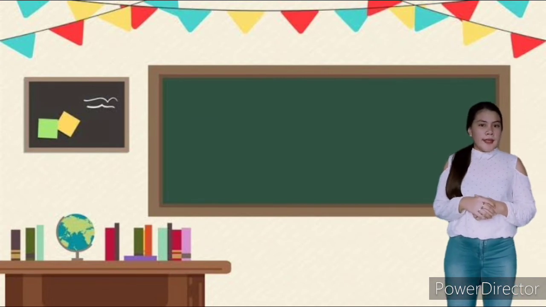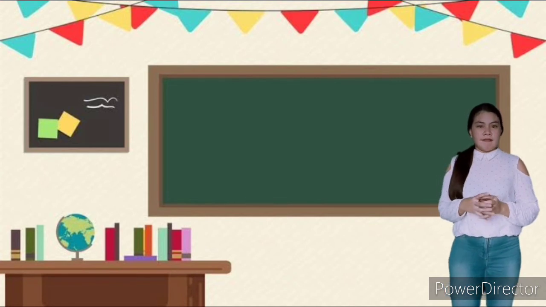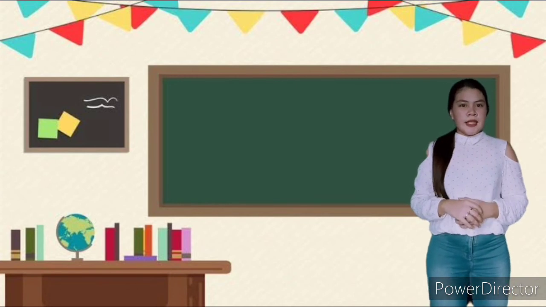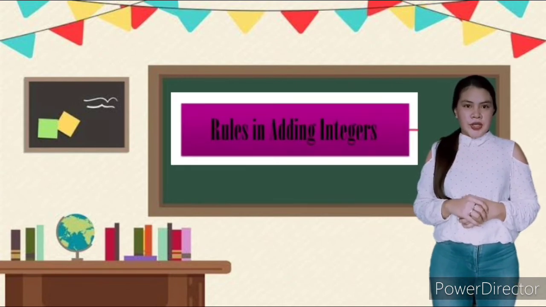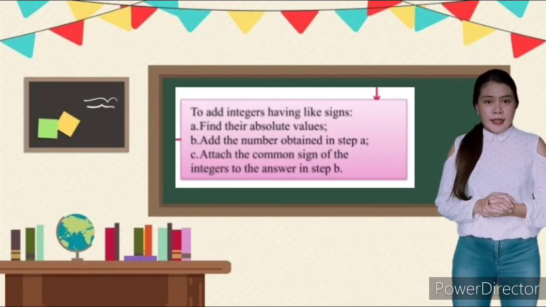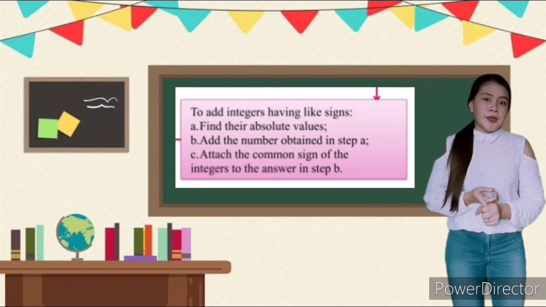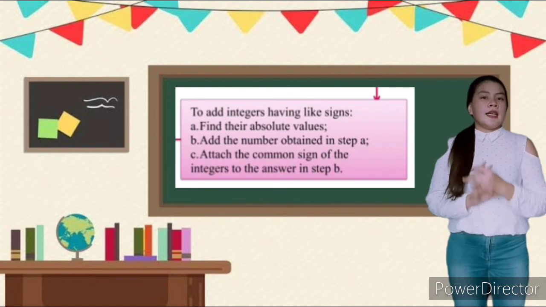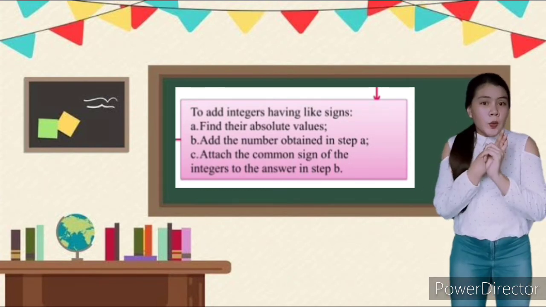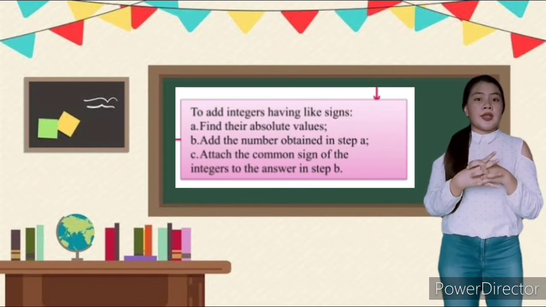So, did everyone understand now what is movement? Okay, very good. Now, let's proceed to rules in adding integers. To add integers having like signs, the first thing that you must do is to find their absolute values. Second, add the numbers obtained in step A. And for the third one, attach the common sign of the integers to the answer in step B.